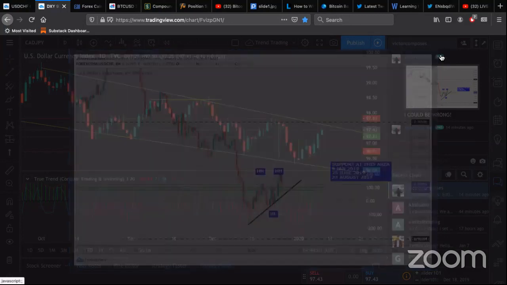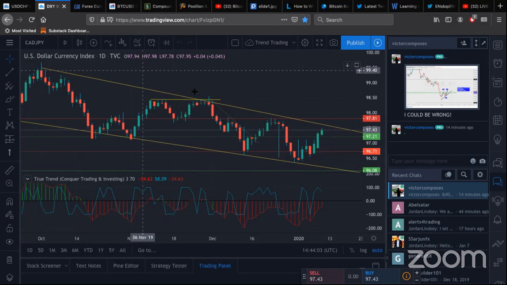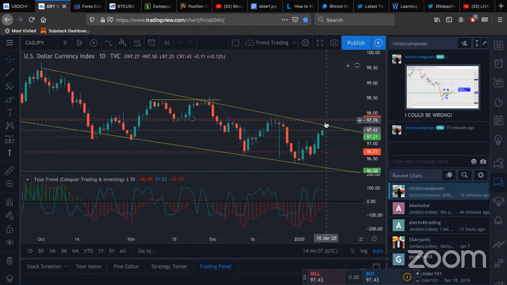And not only that, this is the DXY right here. You don't have too much more room to go. Yeah, we might break that, but you're coming up into resistance.